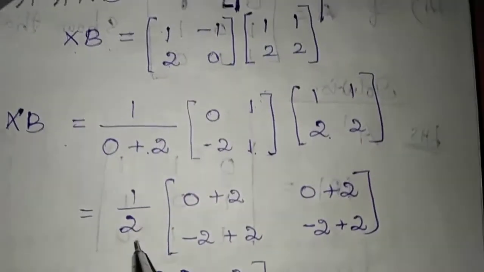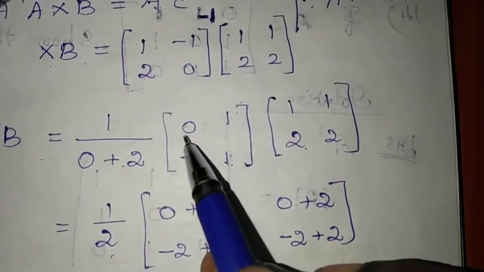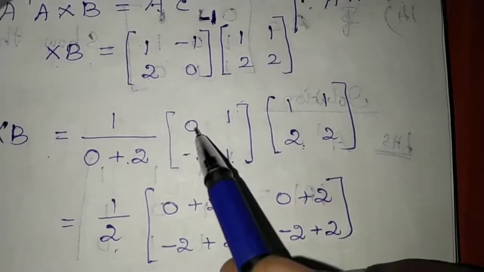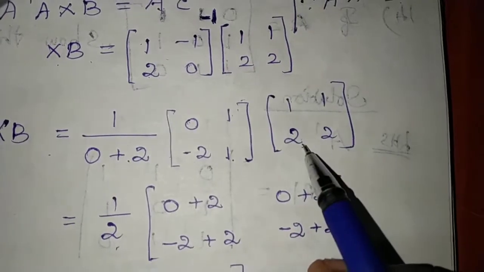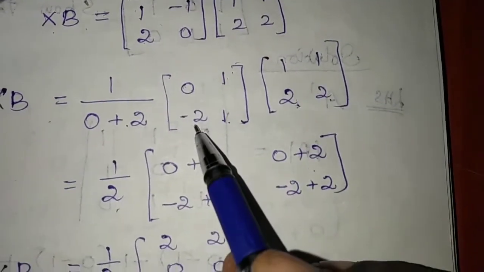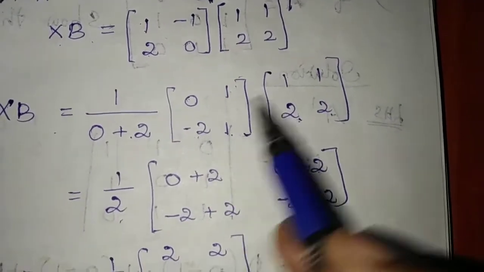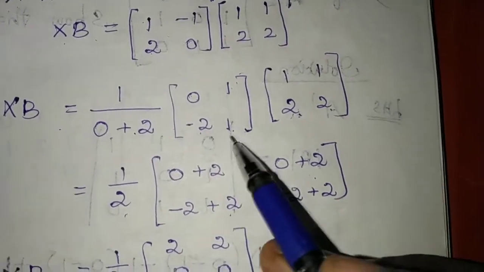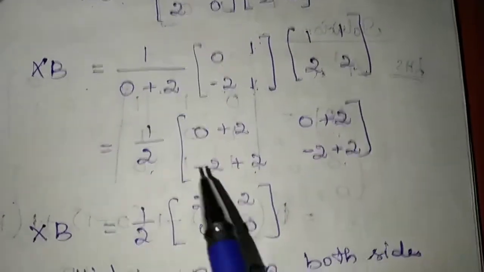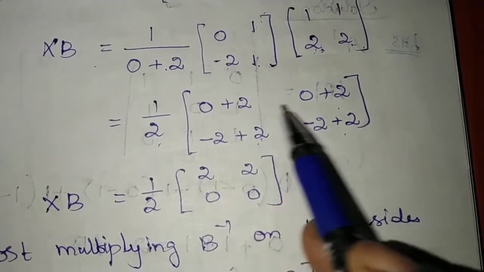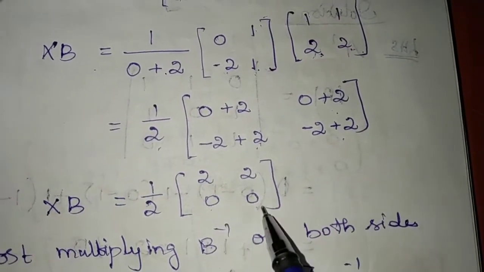Next 1 by 2. Now multiply row by column. Multiply row by column method. 0 plus 2, 0 plus 2. Next second row first column: minus 2 plus 2, minus 2 plus 2. Now simplify: XB equal to 1 by 2 of [2 2; 0 0].